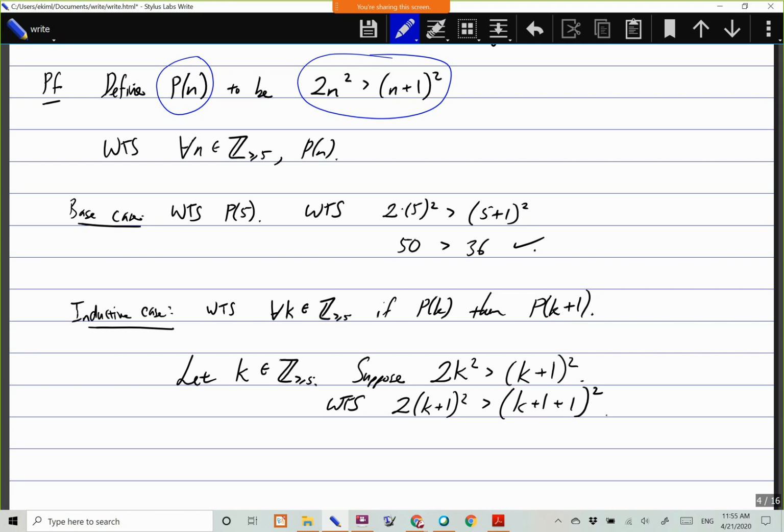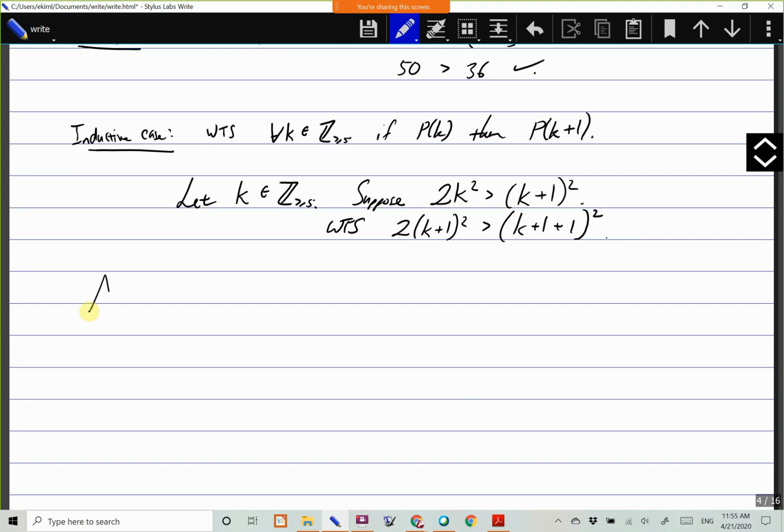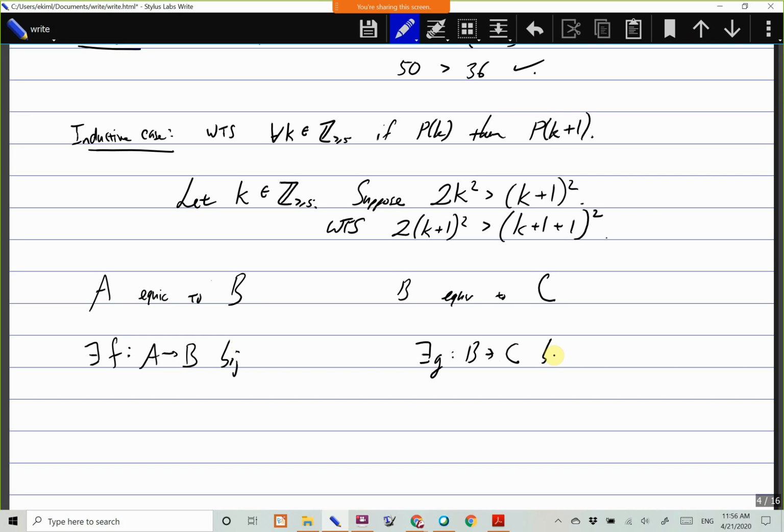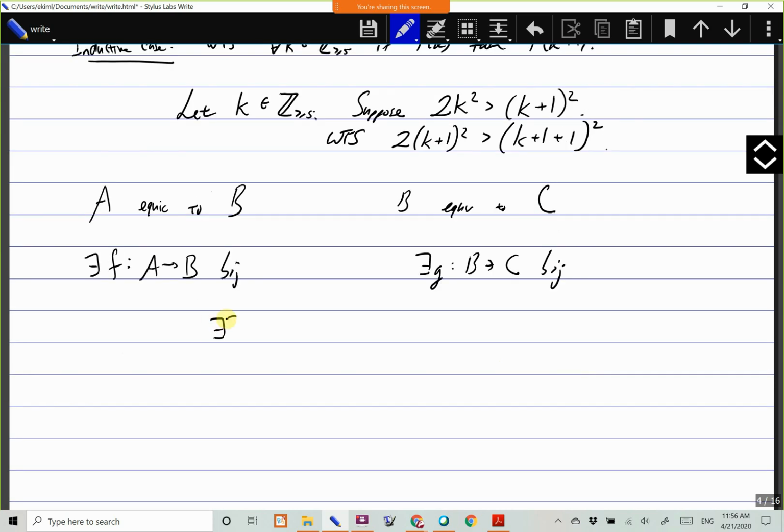Quick question about equicardinality. If two sets are equicardinal to another set, can you say those two sets are equicardinal to each other? Yeah, though that should be proved, right? So if A is equicardinal, sorry for the abbreviation, to B, and B is equicardinal to C, then that means there exists a bijection, let's say F from A to B, and there exists a bijection G from B to C, right? And both of these are bijections. The question is, does there exist a bijection, let's call it H, from A to C?